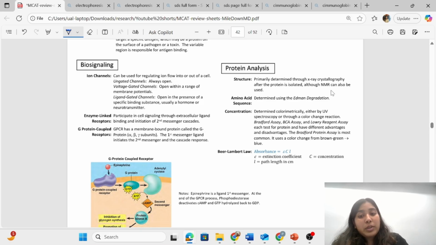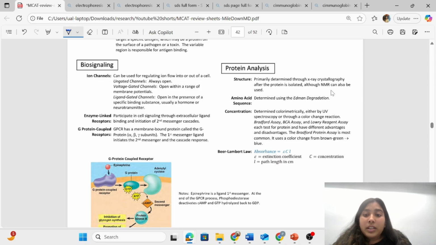So to know it sequence-wise, we do Edman degradation. One bad thing about Edman degradation is it can't handle large proteins. So if you have a polypeptide, you have to break it into oligopeptides so that we can run it through Edman degradation. Here it will bind to the N-terminus of the protein and break off one amino acid, and then we can see, okay, this amino acid is this, and we can know the sequence.